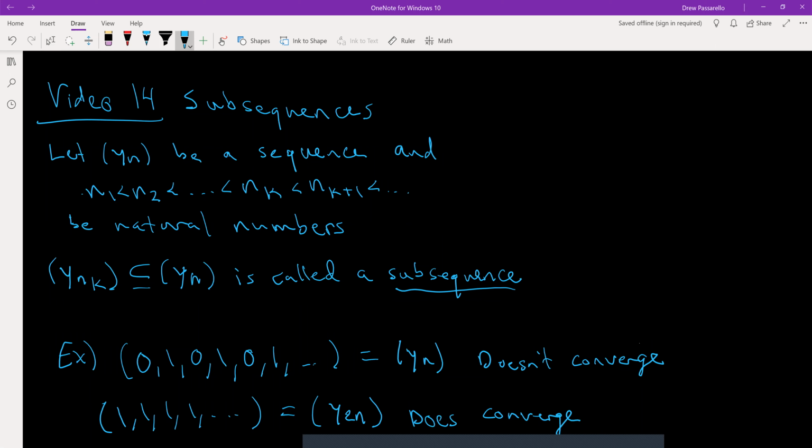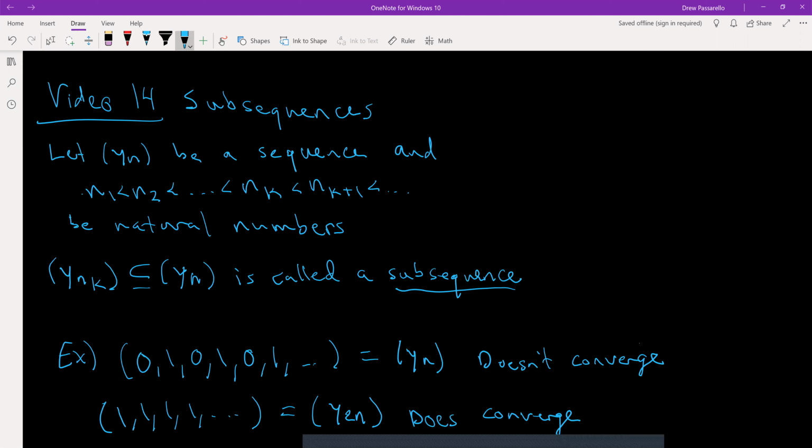Suppose you have some sequence y_n, and you have the indices n1, n2, ... less than nk, less than nk+1, and it keeps going, and let those be natural numbers. Then the set of all the y_{n_k} is a subset of the sequence y_n, and it's called a subsequence.